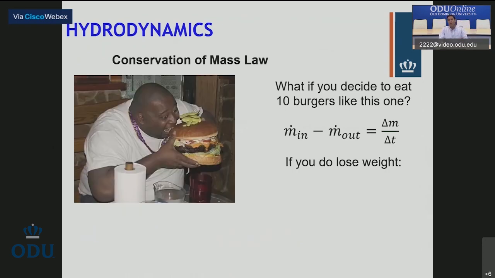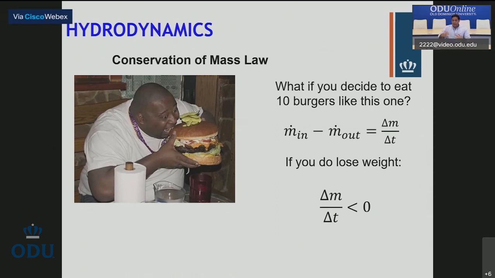Now, let me go to the other side. What if I do lose weight after eating those 10 burgers? That's basically impossible, but let's talk about that concept mathematically. If we lose weight, it's because our delta M over delta T is less than 0. It's negative. Why? Because my mass is reducing.